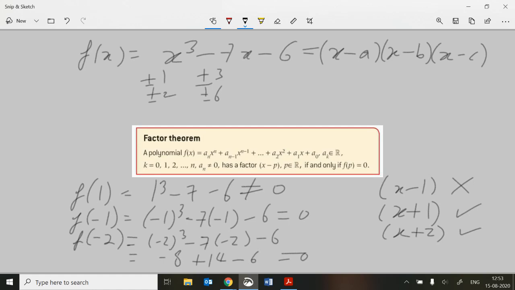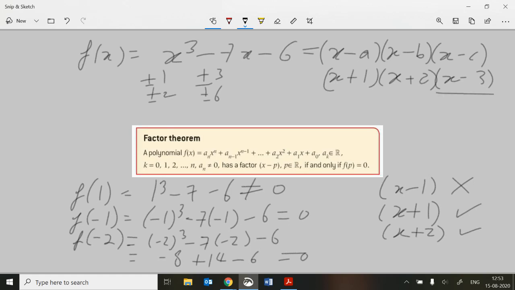Now, if I've found 2 of my factors, it's very easy to find my other one, because I've now got x plus 1 as one of my factors, x plus 2 as another, and then I've got x minus 3 as my other factor, because those numbers need to times together to give minus 6.